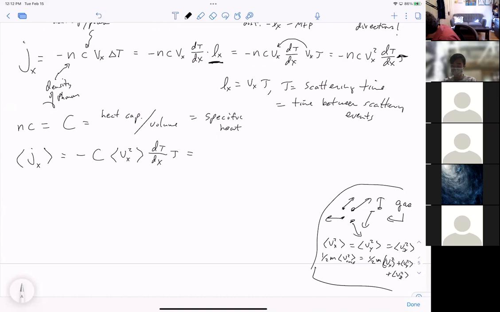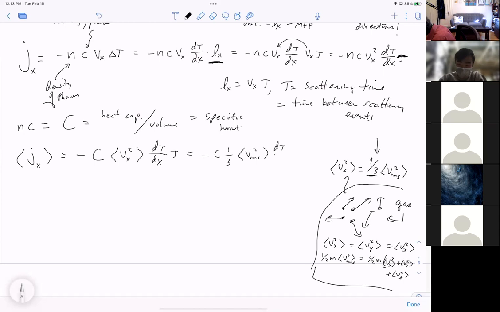And so what that means is that, the bottom line, Vx squared is equal to some fraction times the total velocity of the phonons. What fraction goes there? Where I just drew the little arrow. 1/3. Exactly. That's exactly right. And so that's where I get this weird little factor of 1/3. And so I get minus C times 1/3 V RMS dT dx tau.